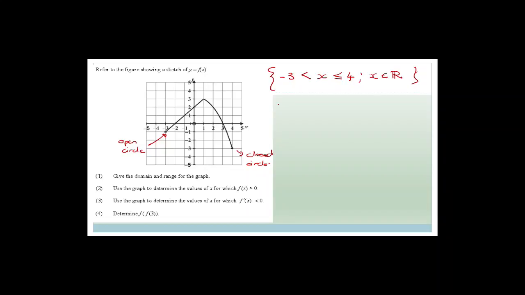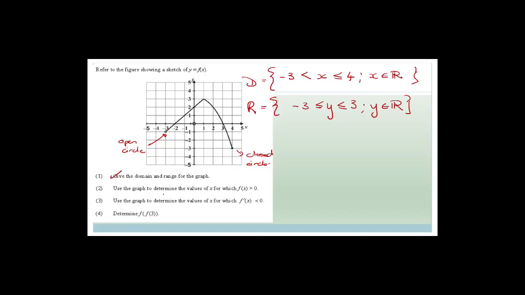Okay, let's do the range. The range is going to be from where it ends to where it starts. So the y has to be smaller than or equal to 3 and greater than or equal to minus 3. But you'll notice it can equal minus 3 on this side, even though it doesn't on that side, so it's fine. And y is an element of real values. So this is the range and this is the domain.